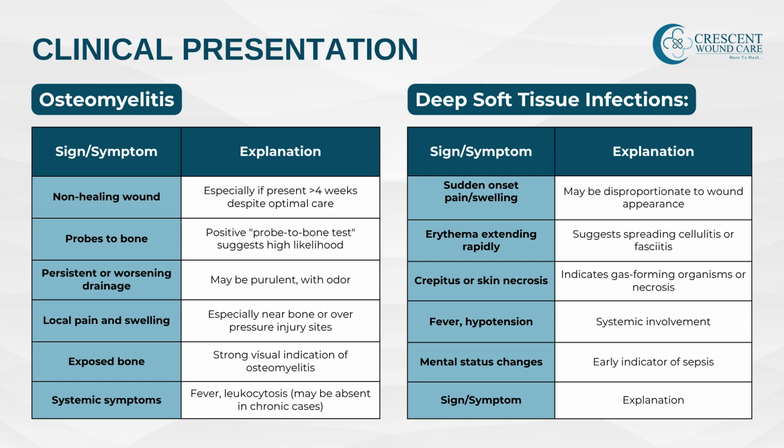For deep tissue infections, the pain might seem way worse than how the wound looks. Rapidly spreading redness, crepitus, a crackling sound, or visible skin necrosis should ring alarm bells. Fever, confusion, or hypotension may suggest systemic involvement, possibly sepsis.